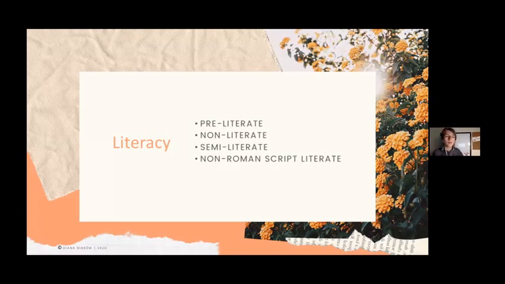There are some glimpses of that here and there. However, usually that happens with folks who have very limited educational experiences. That may apply to many of your refugee students. And then non-Roman script literate are all the folks who speak languages that are not written in the Latin alphabet.